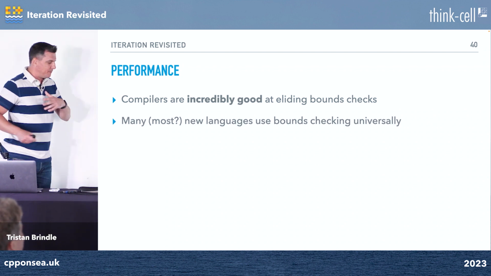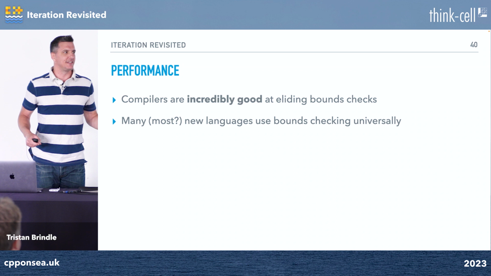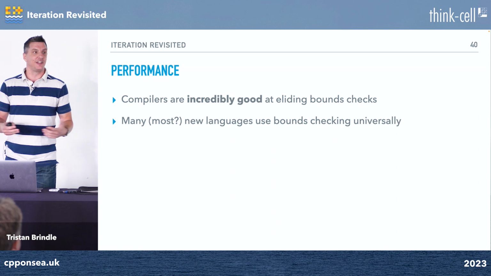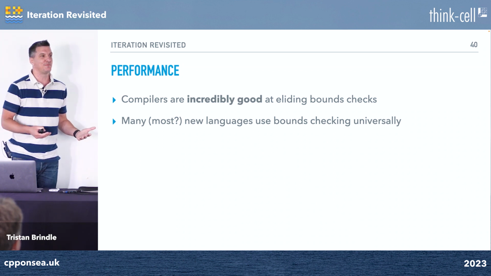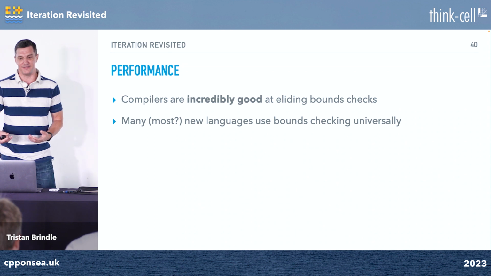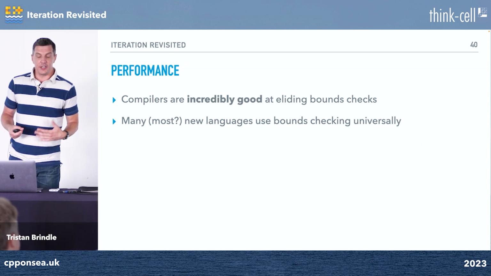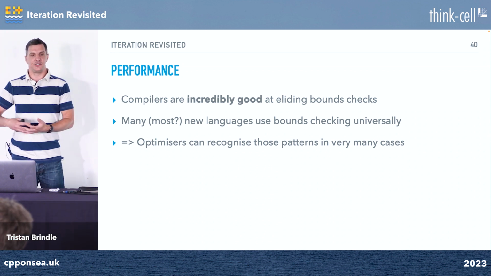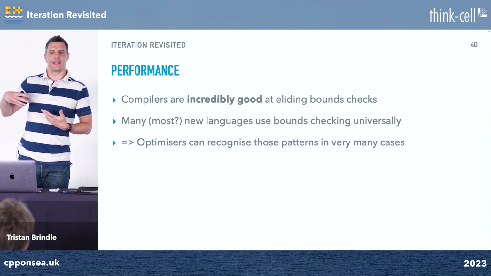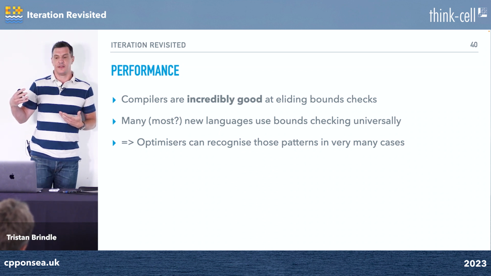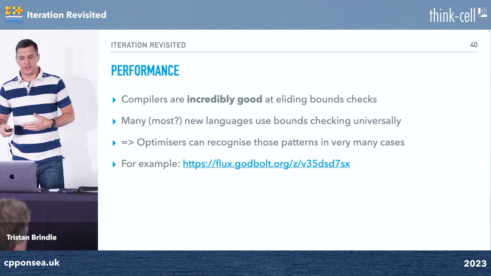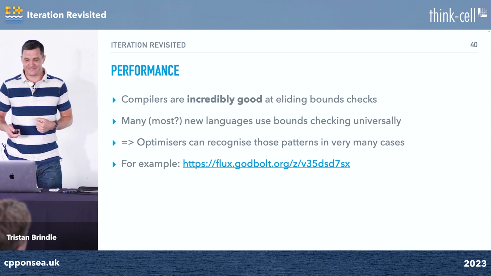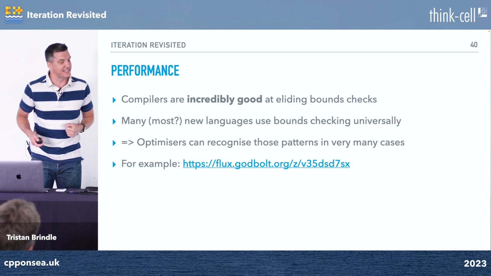Almost any language you can think of that was designed in the last 20, maybe 30 years, maybe longer than that, uses bounds checking kind of universally. C++ and C are really the exception in the fact that it's completely unsafe. And so optimizers are incredibly good at recognizing these patterns. If it can prove that the bounds check is unnecessary, it's going to remove it. So I've got a little example, courtesy of Compiler Explorer. This is going to be a little bit hard to see unless you're in the front row.